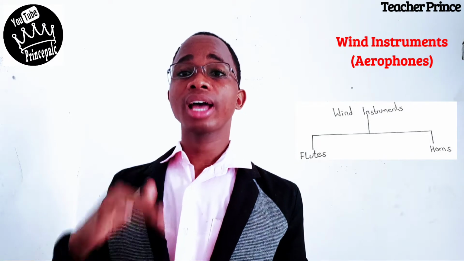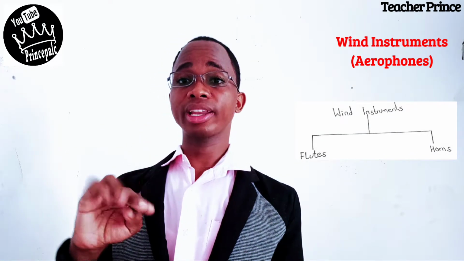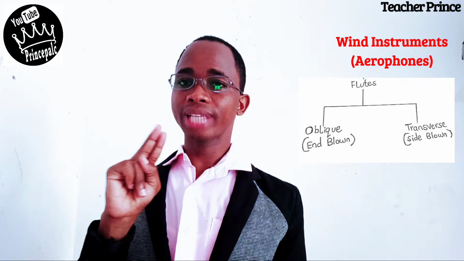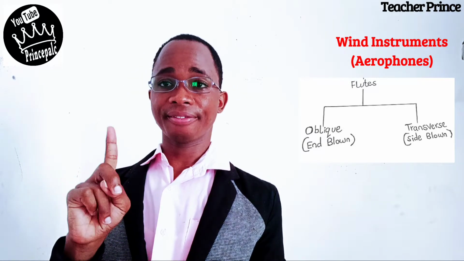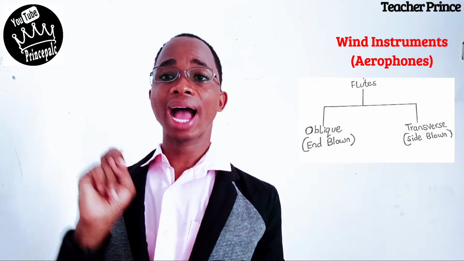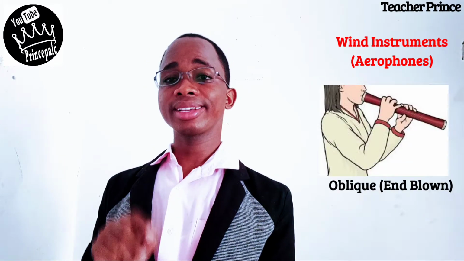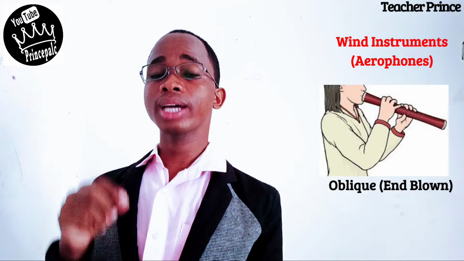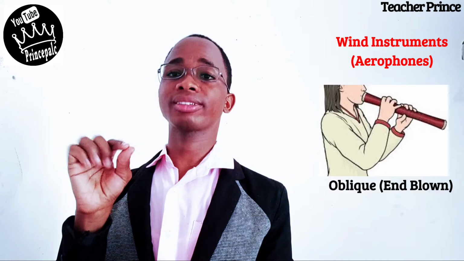These wind instruments are classified into two categories. The first one is the flutes and the horns. Now, these flutes again are categorized into transverse instruments and oblique instruments. Oblique wind instruments are instruments which are end blown. They are blown from the end of that instrument.